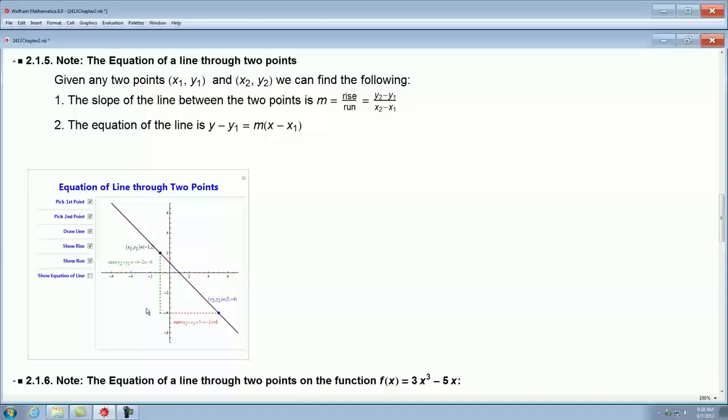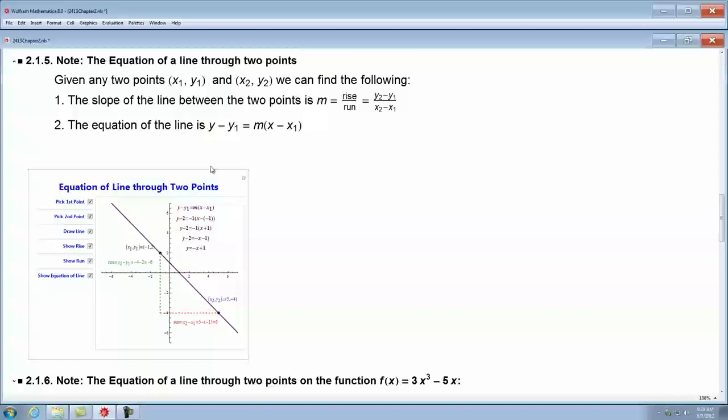And then my run is from left to right. It's my x2 minus x1. So it's my 5 minus negative 1. 5 minus negative 1 is positive 6. So I've got my rise and I've got my run. So now let me try and put together the equation of the line.